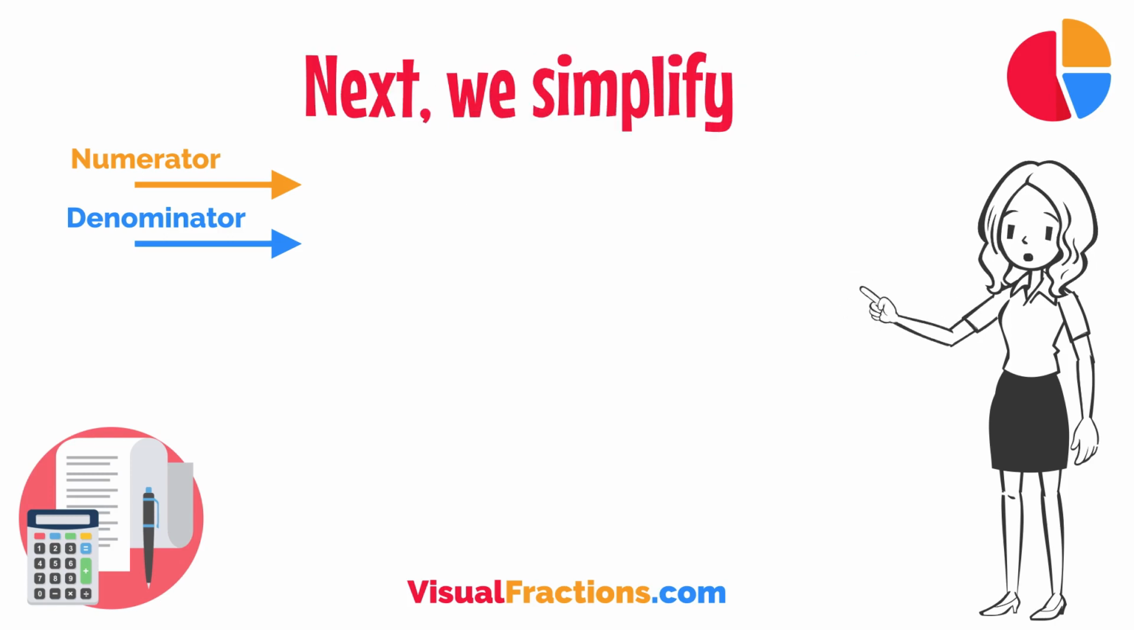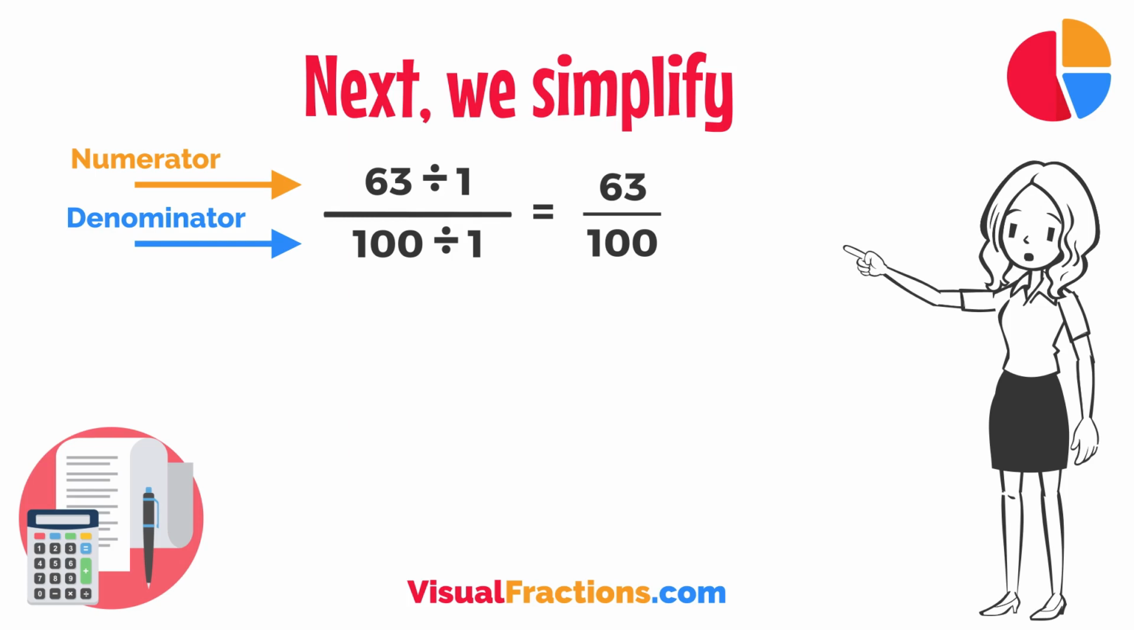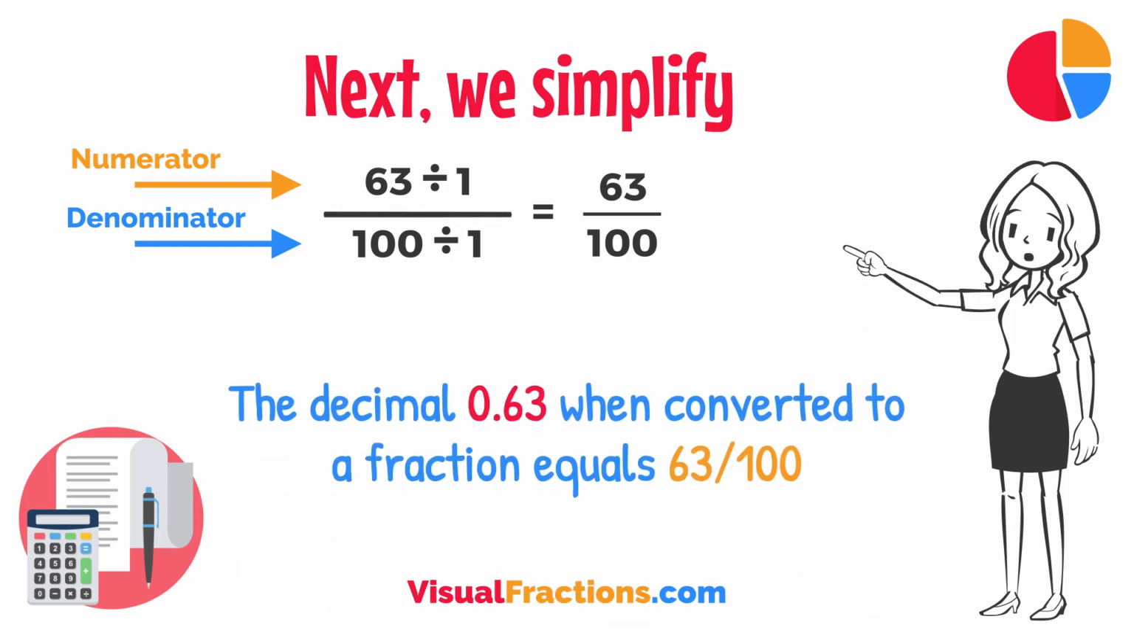Next, we simplify. Both the numerator and the denominator in 63/100 are divisible by 1, the greatest common divisor. So, 63/100 is in its simplest form and cannot be further simplified. And there you have it. The decimal 0.63 when converted to a fraction equals 63/100.